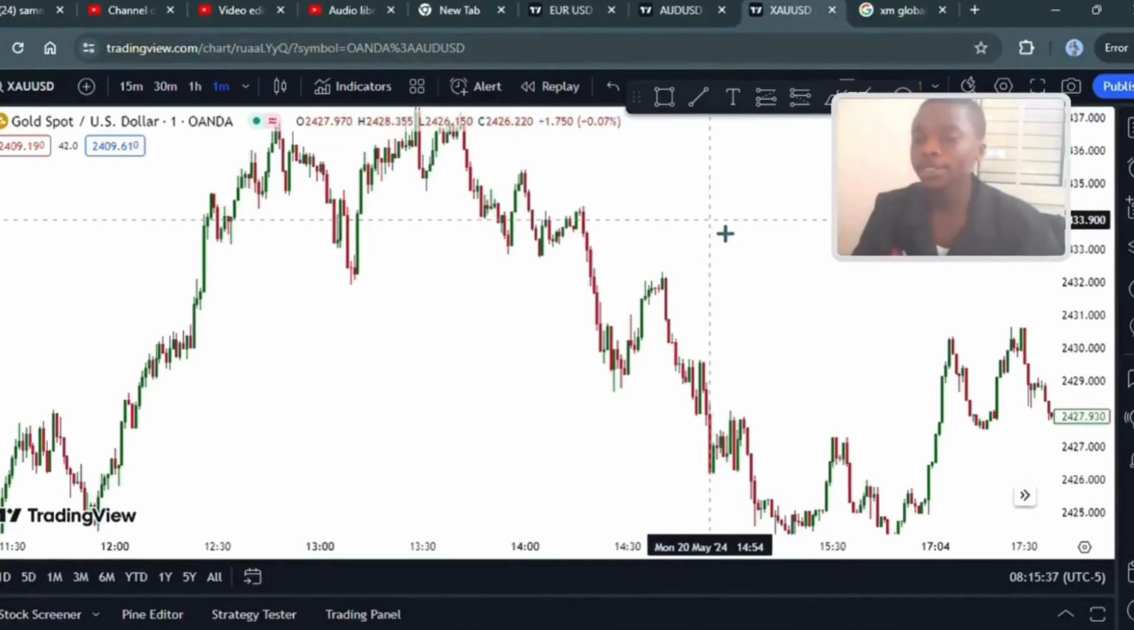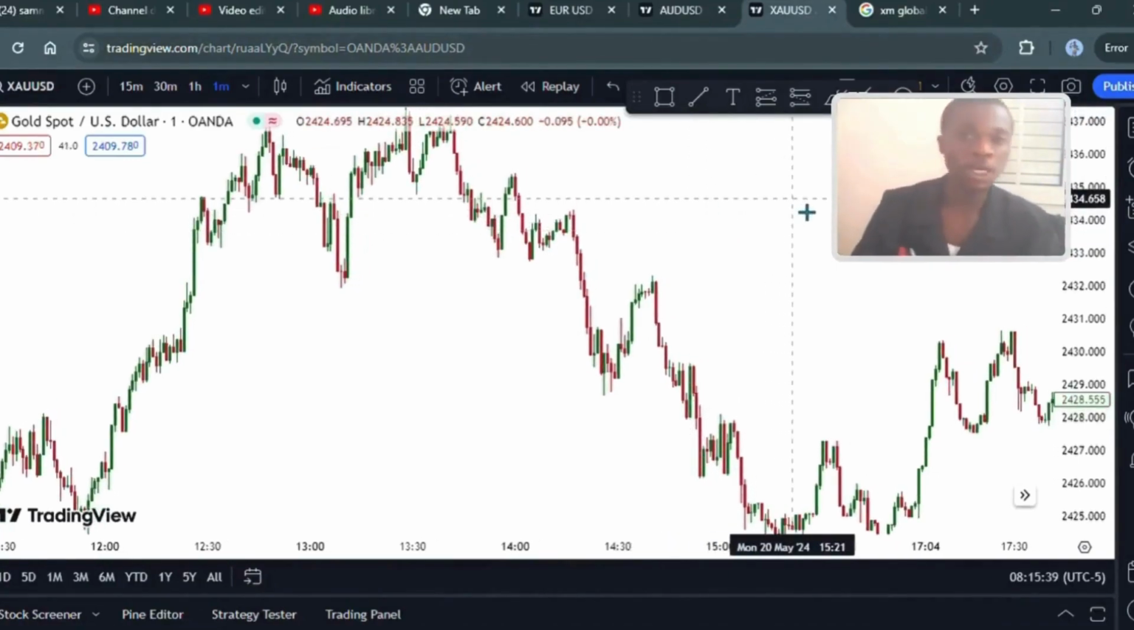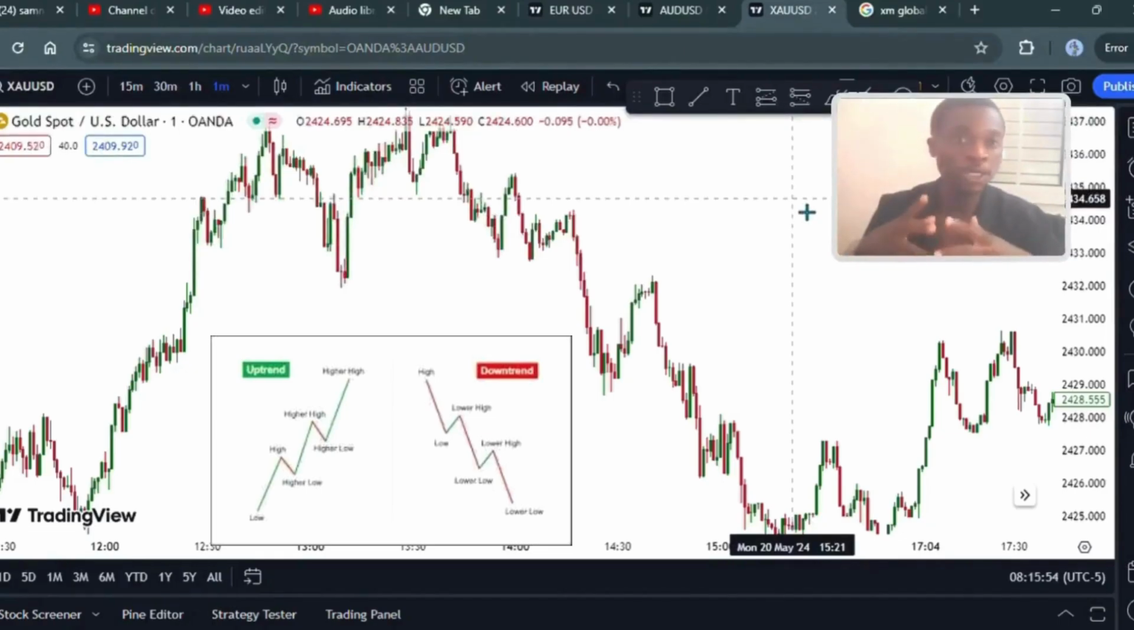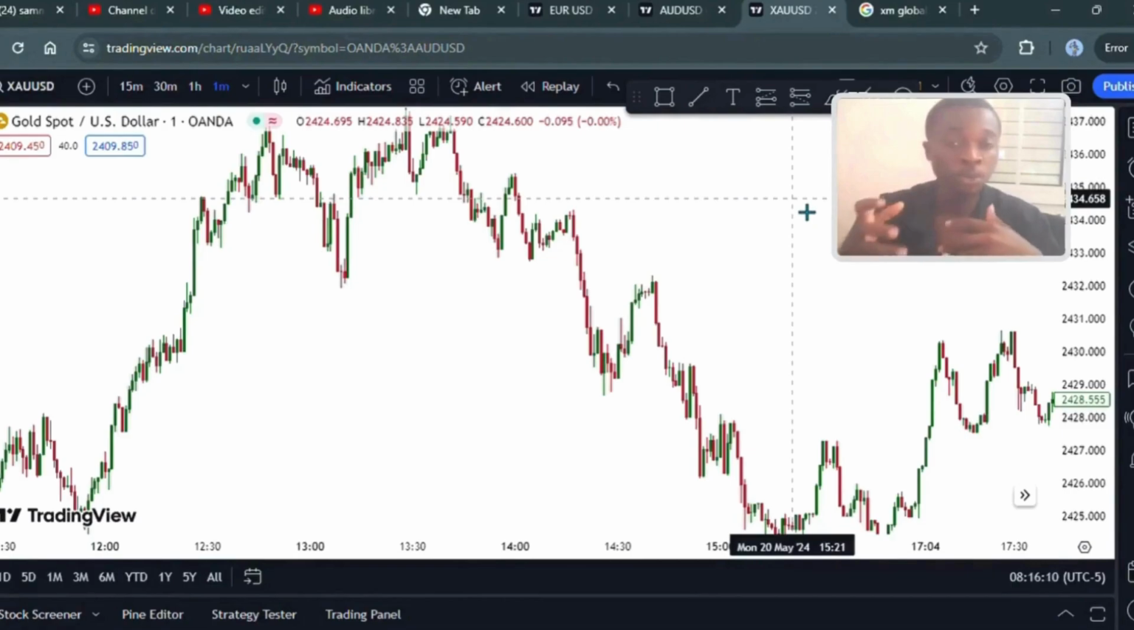So right here, guys, this is the gold chart. The first strategy I'm about to show you is the uptrend and downtrend strategy, which is also known as the buyers and sellers market strategy. Uptrend is when the buyers are in control of the market, and downtrend is when the sellers are in control of the market. So each time the market is uptrending, that means buyers are massively in control of the market at that point in time.